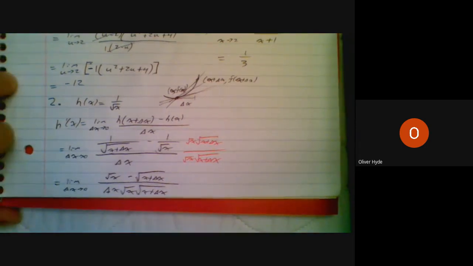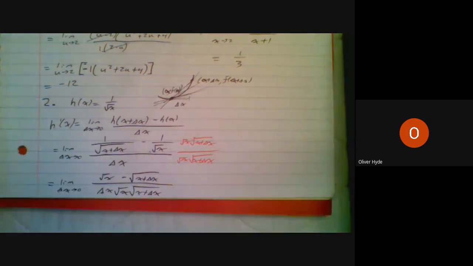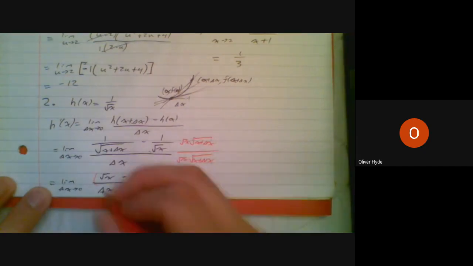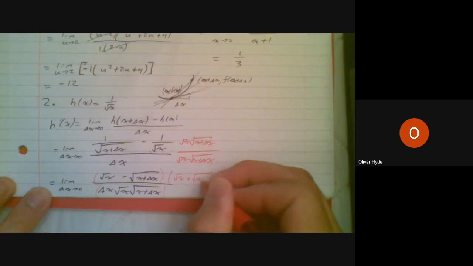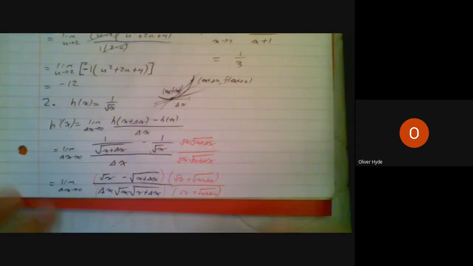And now feels like a good time to rationalize. I'm still in an indeterminate form. As delta x approaches 0, that's going to be root x minus root x, which approaches 0. So yeah, factors of 0 in the numerator and the denominator. Let's multiply by the conjugate of the numerator. Get some brackets in there. Root x plus delta x, root x plus delta x. Showing my work.